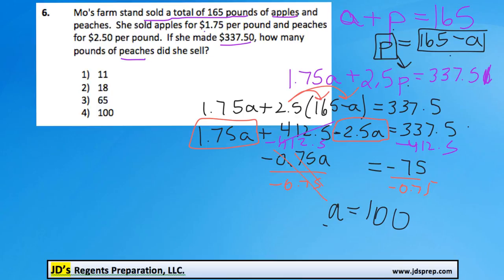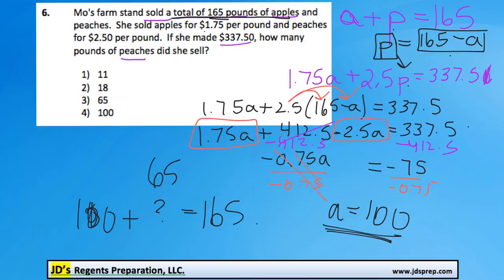Oh, and I just realized that's apples. That's the number of pounds of apples, not peaches. But that's okay, because we know that the total sold was 165, right? So 100 pounds of apples plus how many pounds of peaches is 165? Easy. That's just 65. So option number 3 is our correct answer.